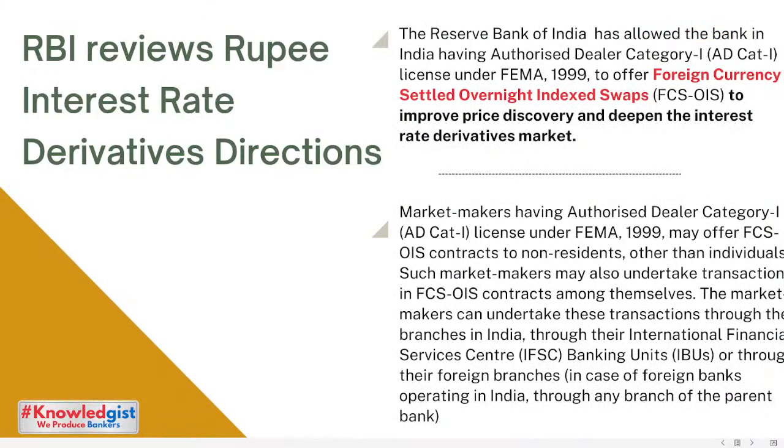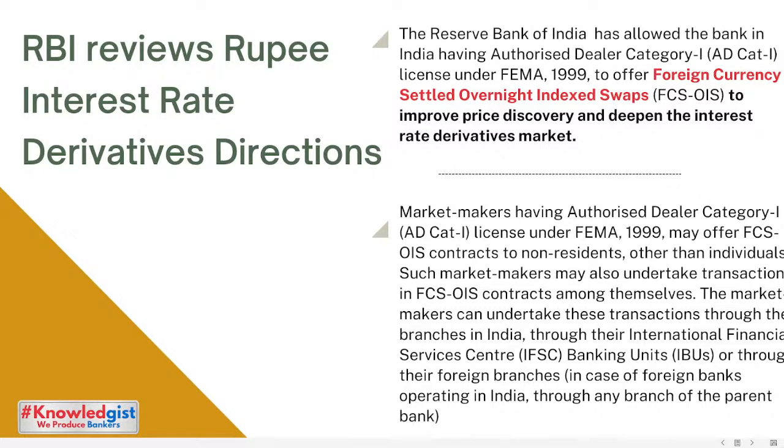So yes, the AD license under FEMA 1999. AD category banks are licensed under FEMA 1999 to offer foreign currency settled overnight indexed swaps to improve price discovery and deepen the interest rate derivatives market. Market makers having the categorization of AD1 licensed under FEMA may offer FCS OIS contracts to non-residents other than individuals. Such market makers may also undertake transactions in FCS OIS contracts among themselves.